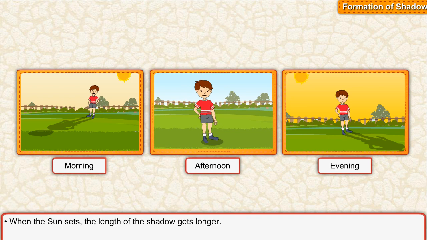When the sun sets, the length of the shadow gets longer. In the afternoon, the length of the shadow is longer and points to the east.